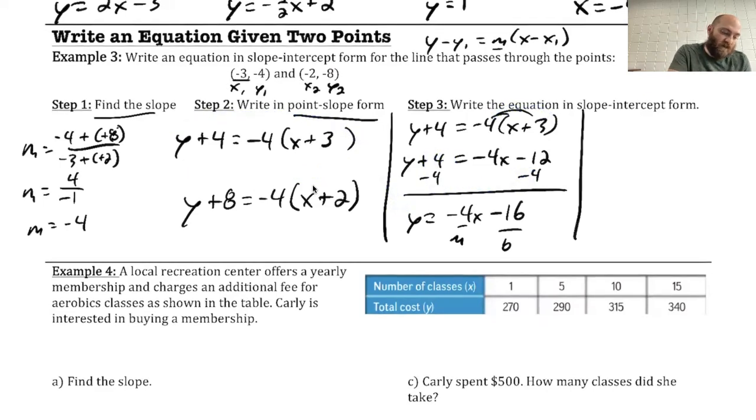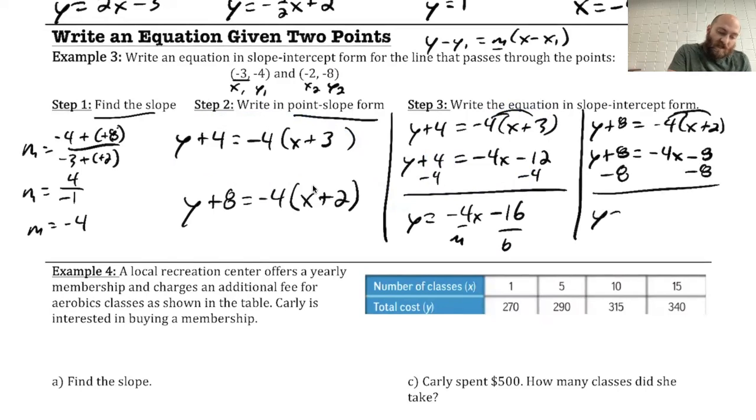And just for the fun of it, I'm going to do the other one. So y plus 8 equals -4 times x plus 2. So we'll distribute that, so y plus 8 is equal to -4x minus 8 when I multiply that out. Then I subtract 8 from both sides, and I get -4x minus 16. Hey, how about that? Love it when the math works out correctly. Okay.